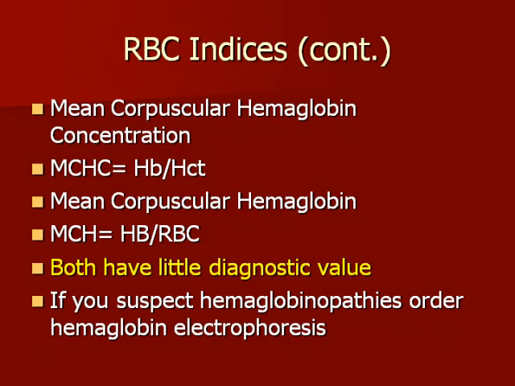When we talk about RBC indices, mainly we look at the MCV, and then we look at the RDW, which is the red cell distribution width. If the width is outside the range, that means that you have small red blood cells and large red blood cells. And that is not a good thing, because red blood cells are usually the same size.